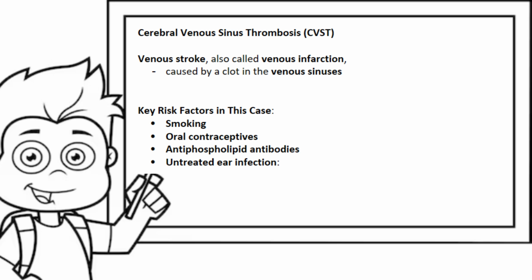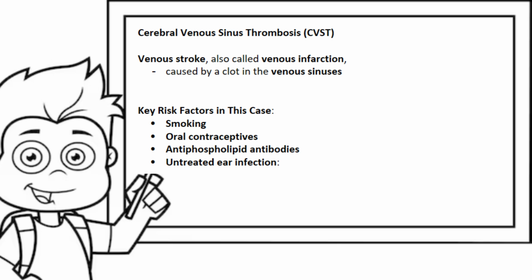Let me explain. Arteries bring blood into the brain. Veins and venous sinuses drain the blood out. If those veins or sinuses get clogged, blood begins to back up and it has nowhere to go. That backed up pressure will cause swelling, reduced oxygen delivery, tissue death, and often hemorrhage, that is, bleeding into the brain. And just like that, we have a venous stroke.